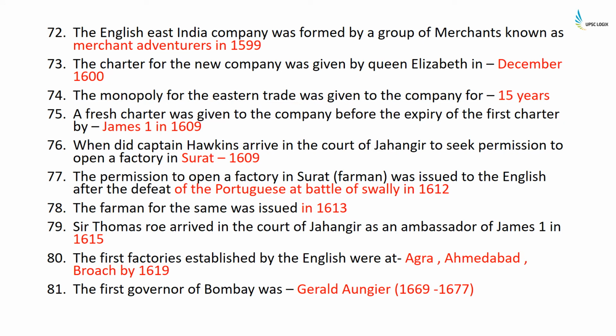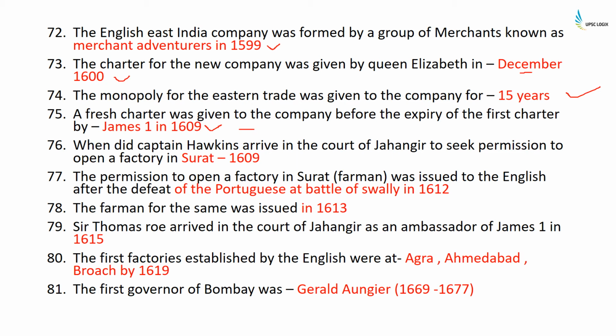The English East India Company was formed by a group of merchants known as merchant adventurers in 1599. The charter for the new company was given by Queen Elizabeth in December 1600. The monopoly for the eastern trade was given to the company for 15 years. A fresh charter was given to the company before the expiry of the first charter by James I in 1609, and this gave them an unlimited monopoly to trade in the eastern region.